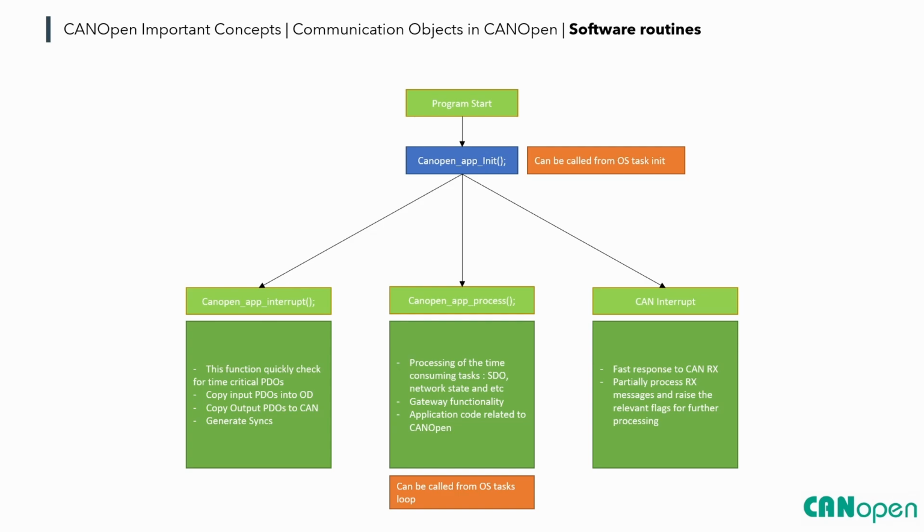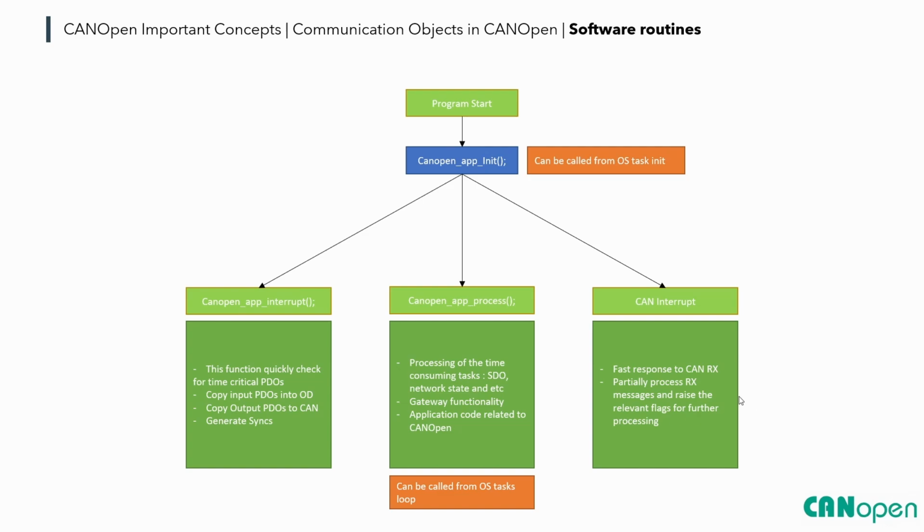It checks for, let's say, PDOs that are waiting for transmission, copies those into received PDOs, processes them and puts them into the OD, or object dictionary. It also copies the PDOs that are ready to be sent to the CAN, and it also generates the sync packets. These tasks are time critical, so we need to do them at a certain point. That's why we have the interrupt here, and yeah, that's it.